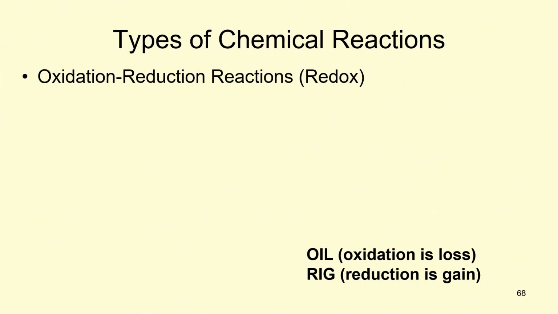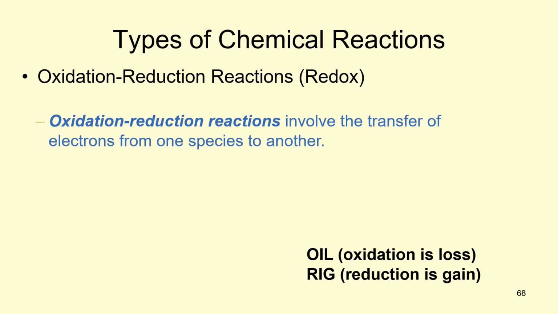All right, so our third kind of reaction is called a redox reaction, or an oxidation-reduction reaction. So we've had precipitation, which is a coming together of ions to form a solid. We've had an acid-base reaction, which is a transfer of hydrogen ions. And now an oxidation-reduction reaction involves the transfer of electrons from one species to another.